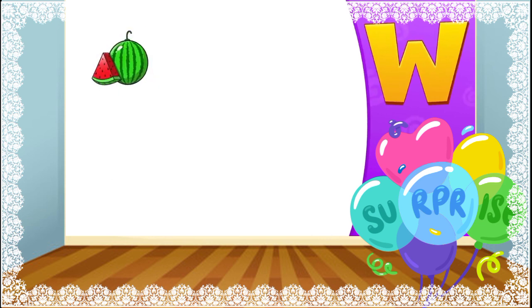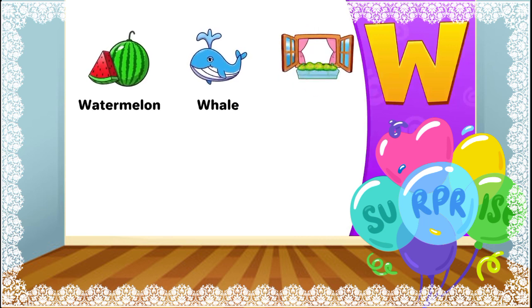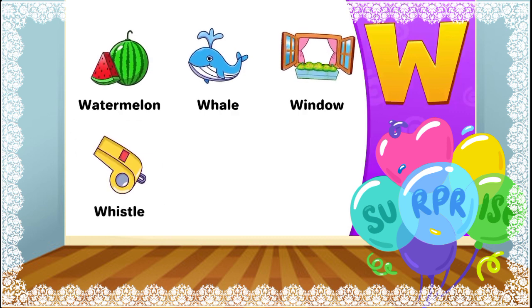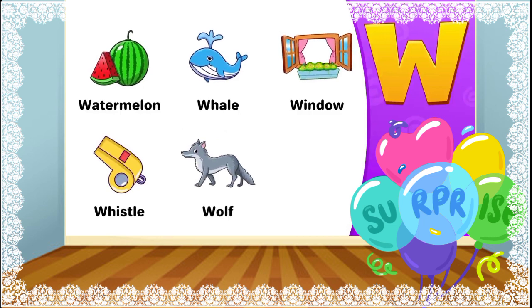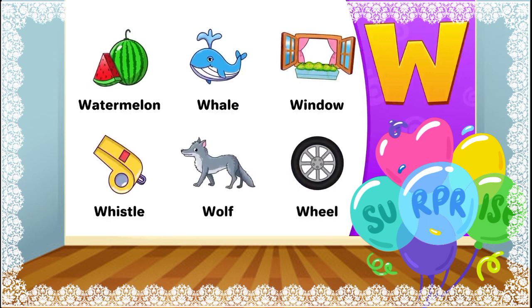W is for watermelon. W is for whale. W is for window. W is for whistle. W is for wolf. W is for wheel.